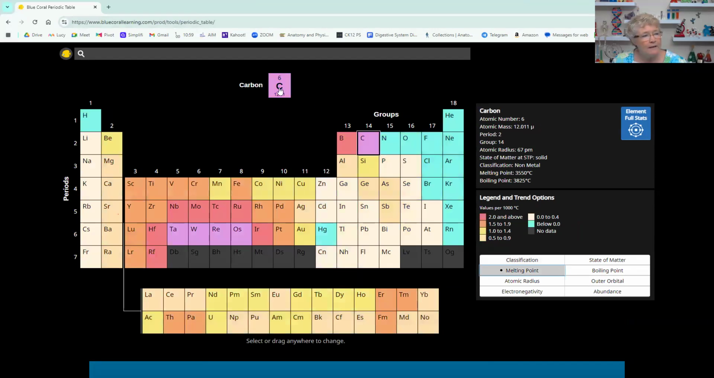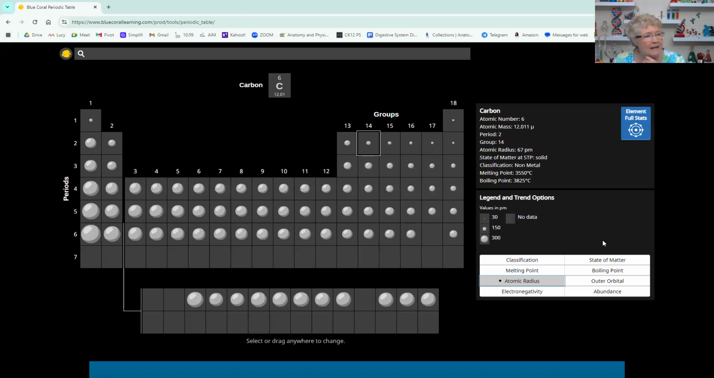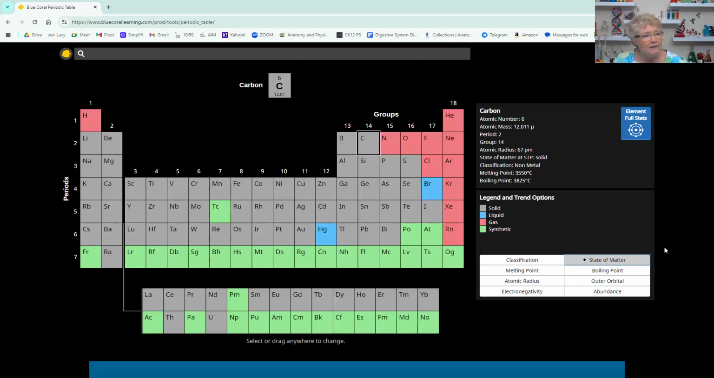Let's look at the melting point of carbon. We can see right there, it's this purple color right in here. The purple color is actually not even listed on this. I wonder why. The radius of an atom on this one, pretty small. It's going to have a small radius. The state of matter, it's gray, so it's solid. Carbon is solid, and this state of matter is at room temperature.